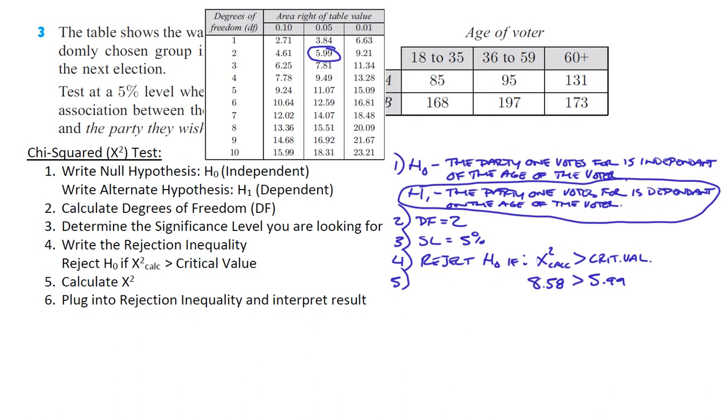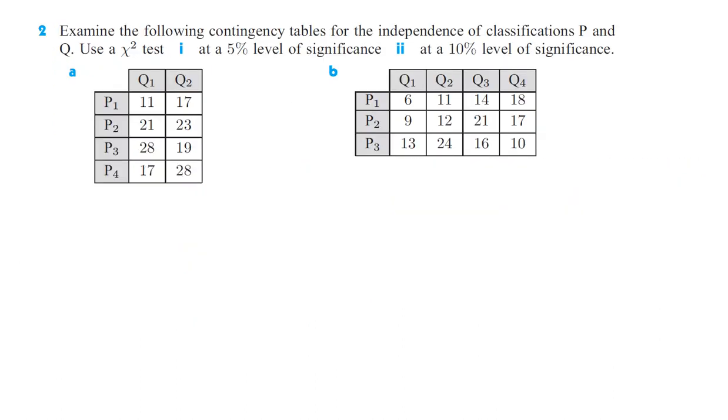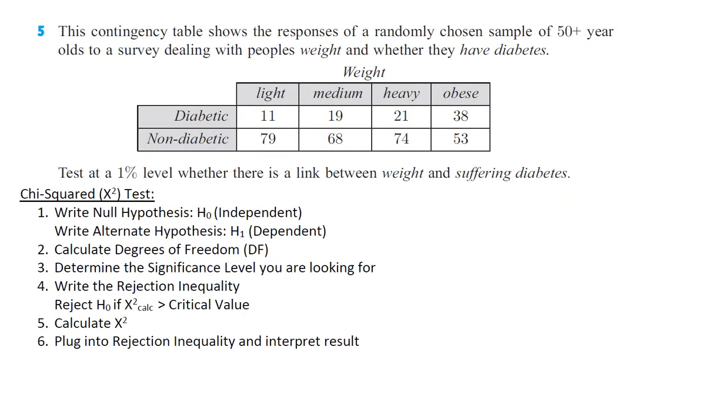So that means since we rejected H0, the party one votes for is dependent on the age of the voter. Okay, depending on which book you have, the back of some of the books will say that there is no association between age and the party to vote for, but according to our data here, they are dependent. So it does depend on the age. The party one votes for is dependent on the age of the voter. Okay? All right. Moving on to number 5.